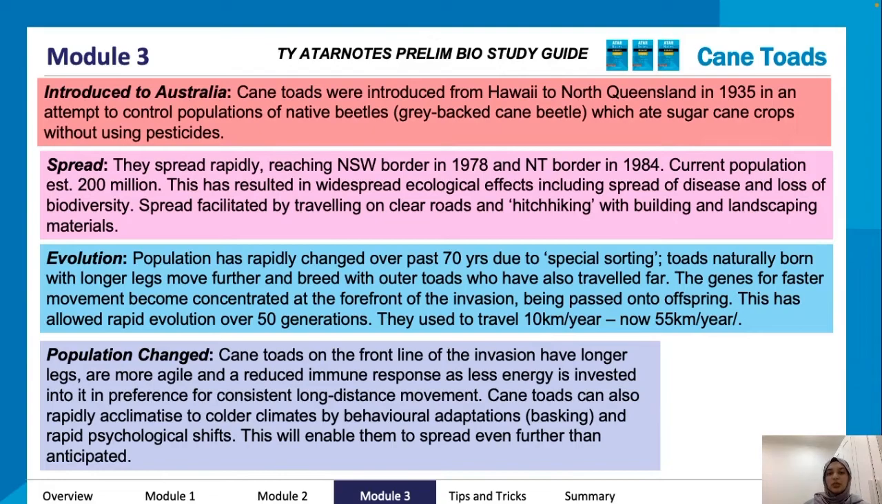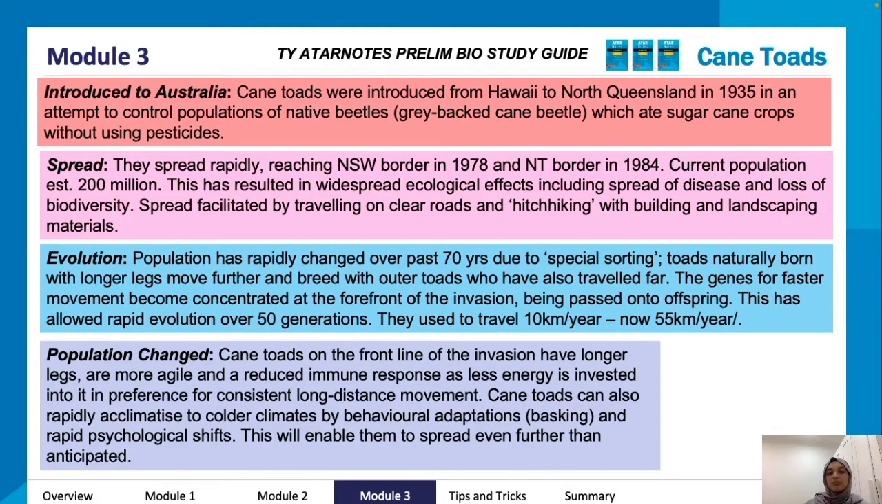This has resulted in widespread ecological effects, for example the spread of disease and the loss of biodiversity, with spread facilitated by travelling on clear roads. They would literally travel on clear roads all the way to these locations that were very far away. They were also hitchhiking on building and landscaping materials, things like that.